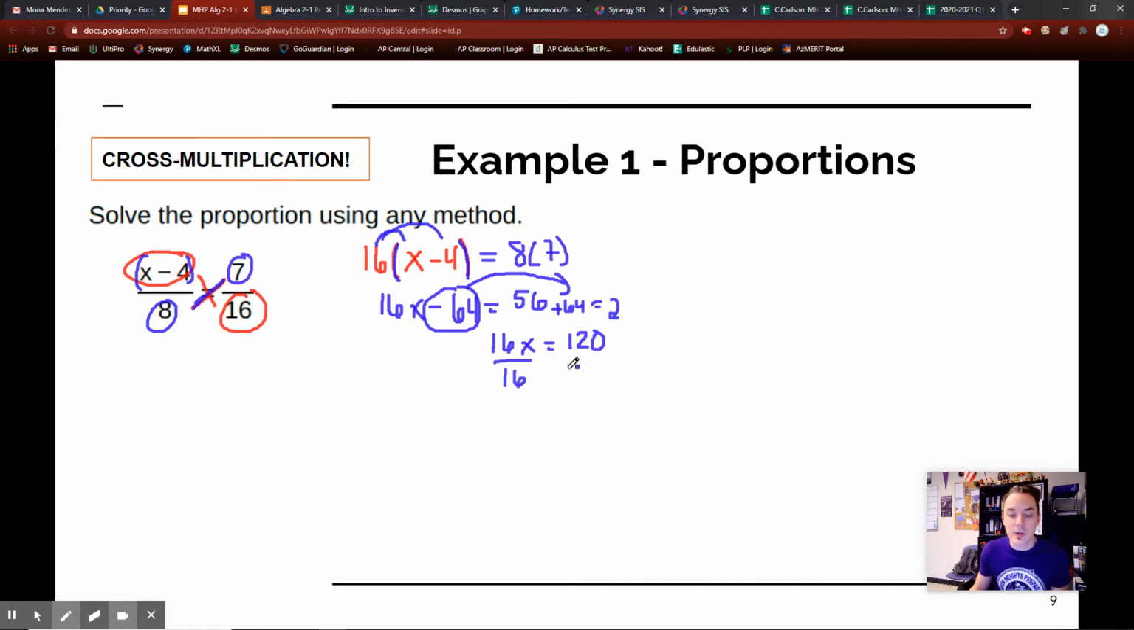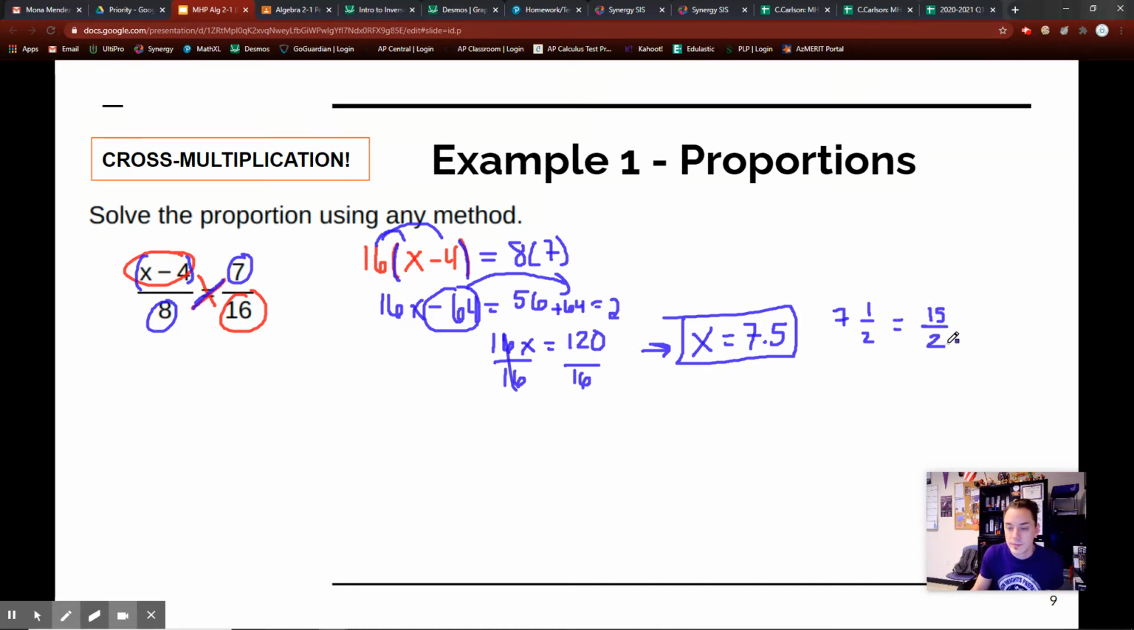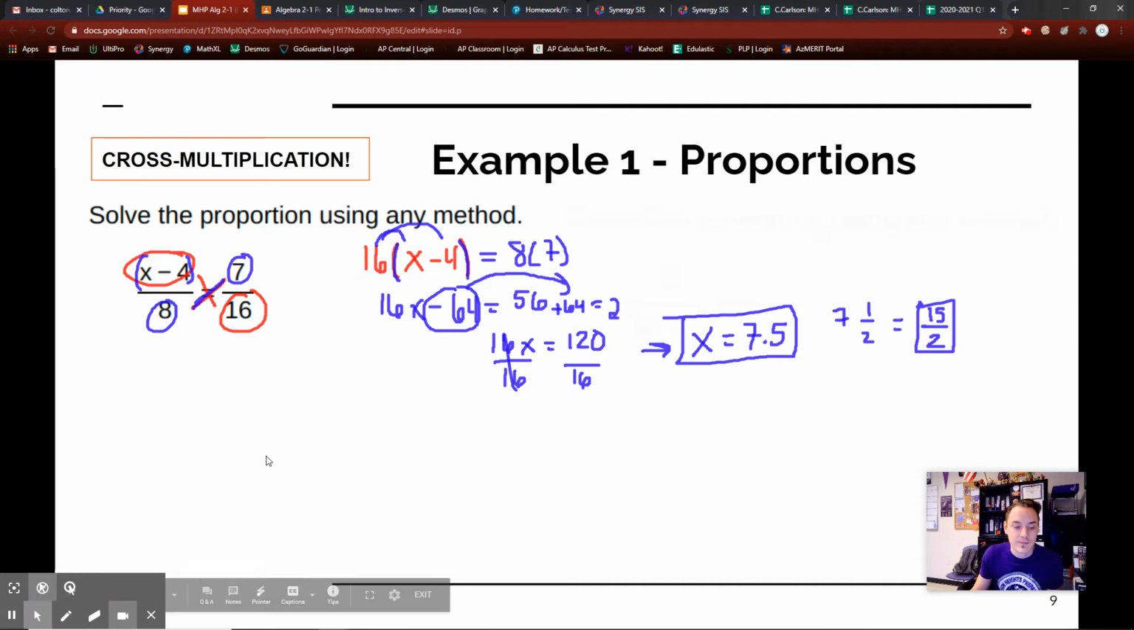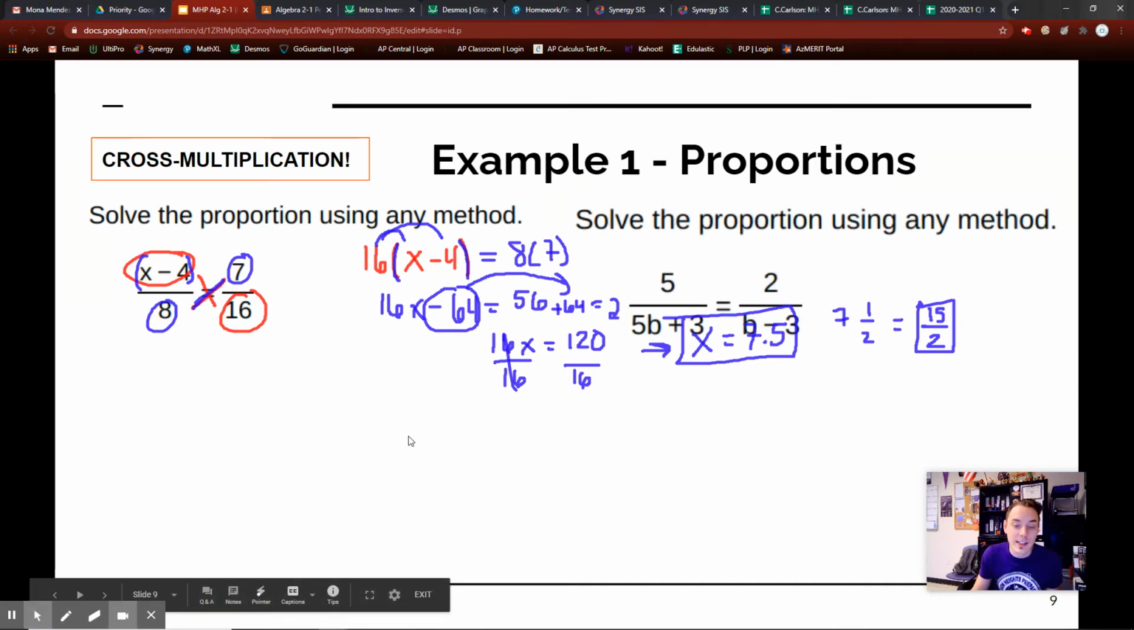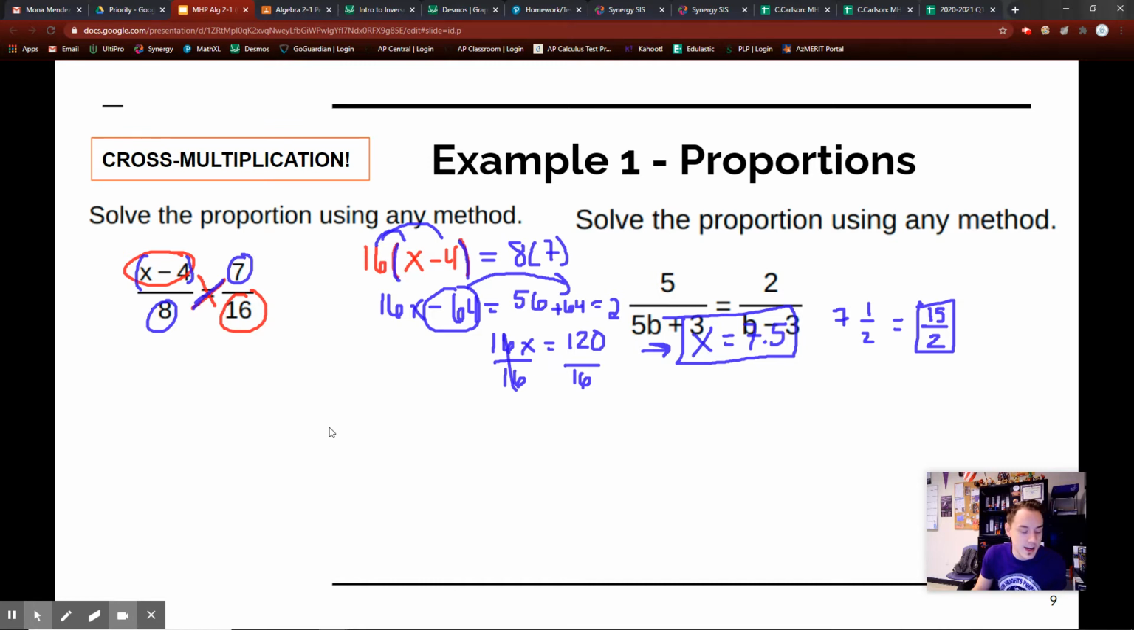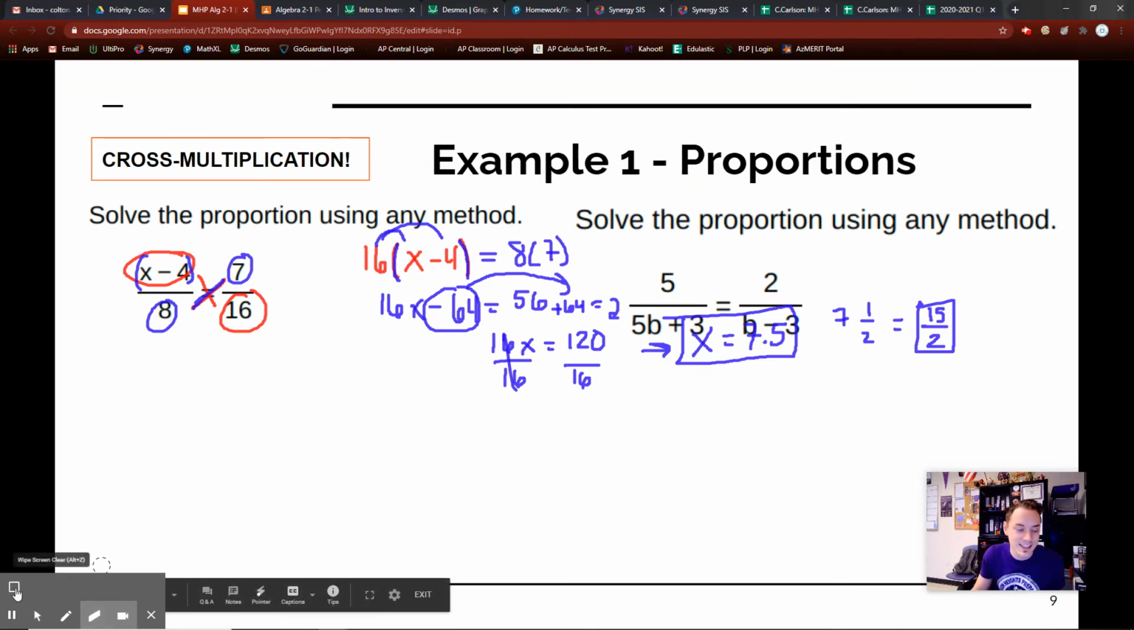And then divide by 16, of course. What's my answer? X equals, sort of. You can simplify this as a fraction. I'm actually just going to go straight for the decimal, 7.5, which is just 7 1/2, which is really just 15 over 2. So if you wanted the fraction, boom, that's it. All right, let's go to the next one. Oh shoot, I was expecting it to be down here. Silly me. Well, I'm going to erase this.